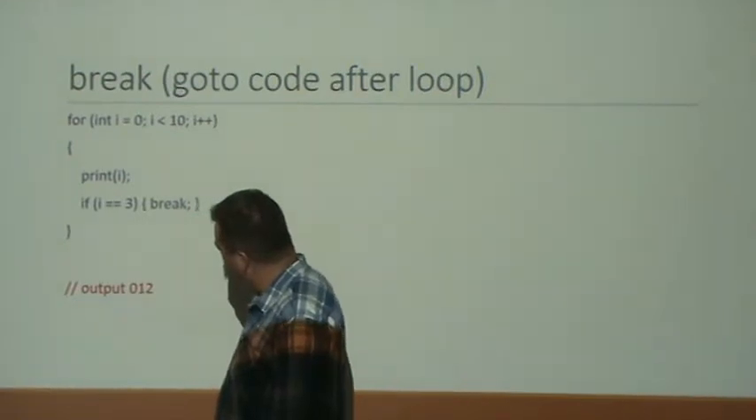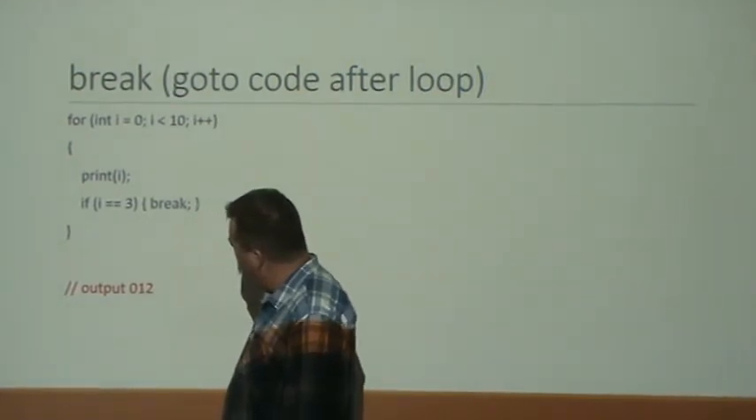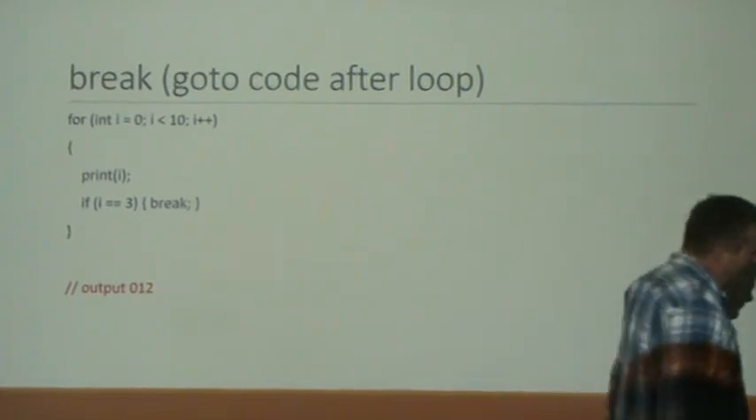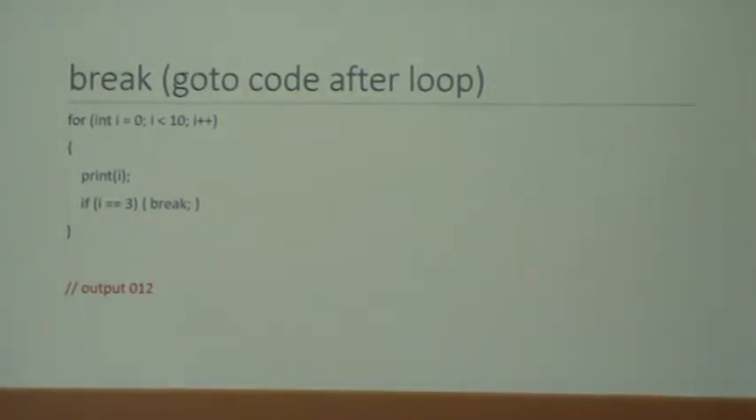Let me see about this. Print I, if I equals 3, we break. So actually, it should have printed 3, right? 1 from 3. Okay, good.